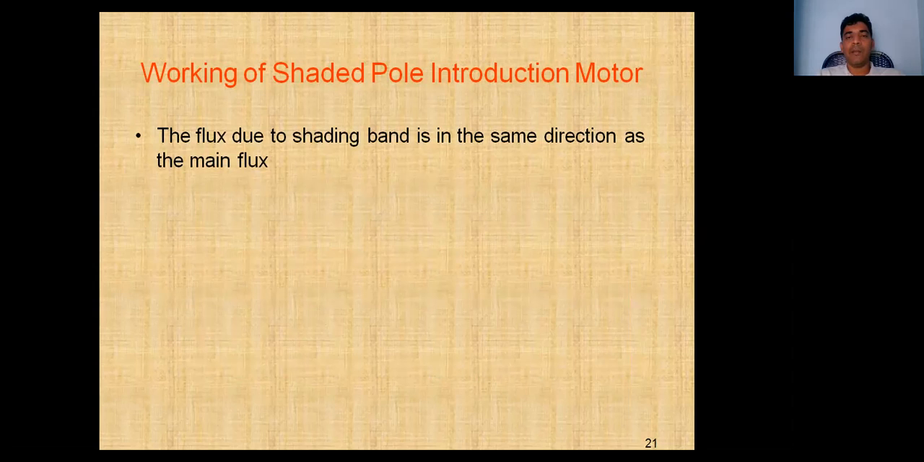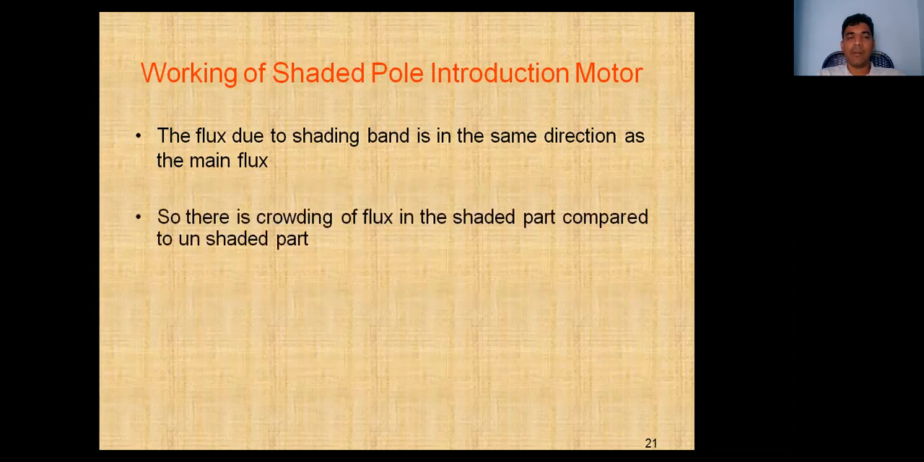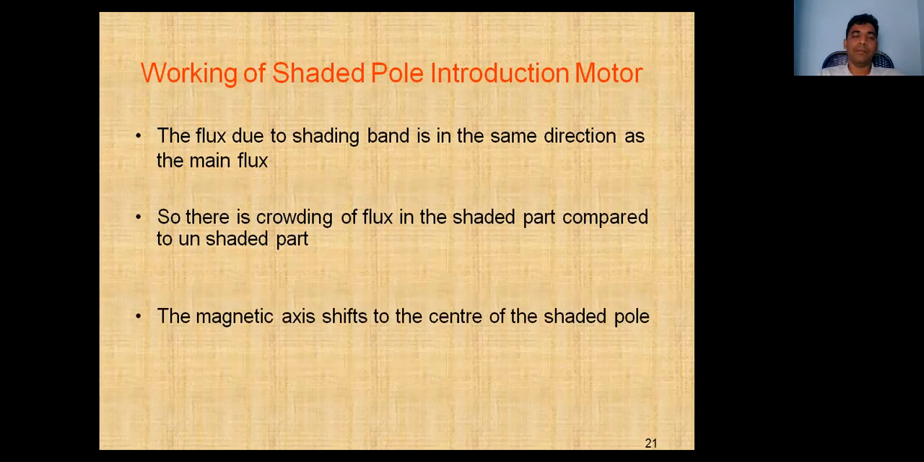The flux due to the shading band is in the same direction as the main flux. So, there is crowding of flux in the shaded part compared to the unshaded part. The magnetic axis shifts to the center of the shaded pole.